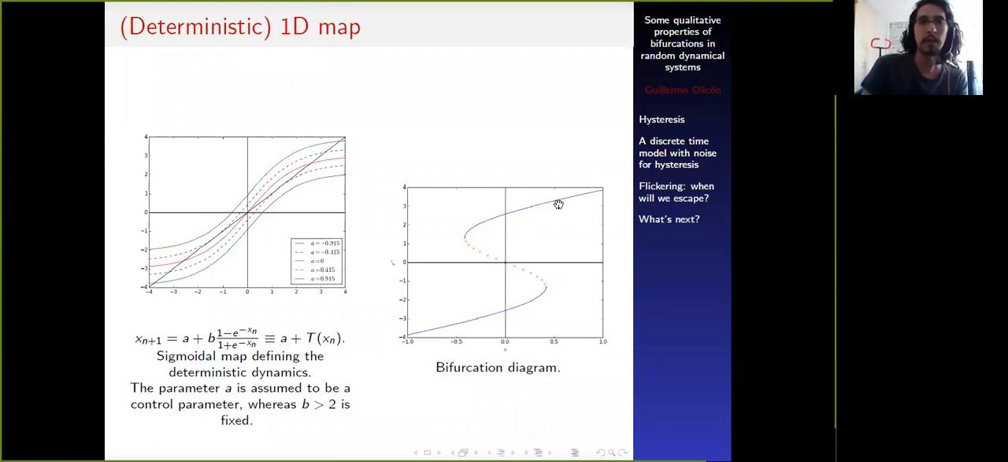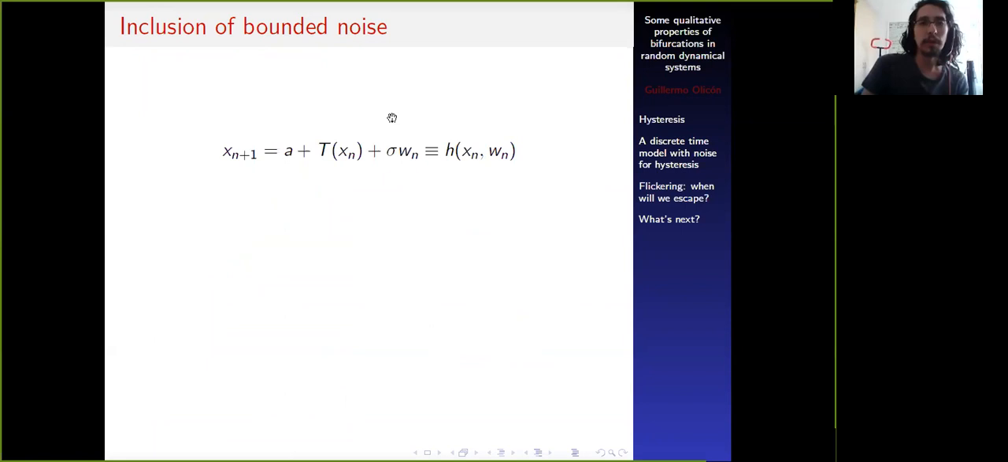And now we're going to include some noise. So what I mean by this is that, for example, if you remove this sigma term, you have the deterministic dynamics, and then you add some noise. So it means that at each step, because we're considering discrete time systems, we make some noisy perturbations. We add a random term, right? And this is what we call a random difference equation. In this case, sigma is going to measure the strength of the noise.